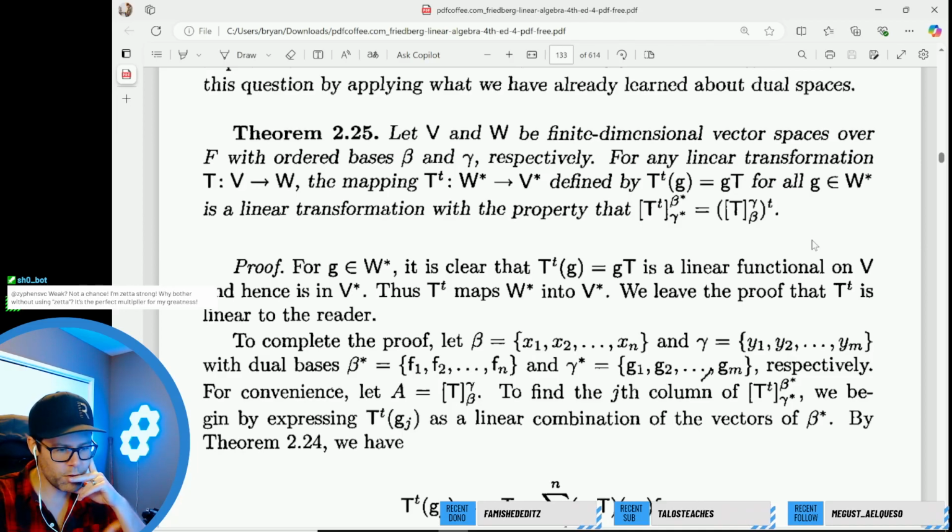So theorem 2.25 tells us how to set up the T transpose dual problem. Oh, by thinking about the transpose of T.